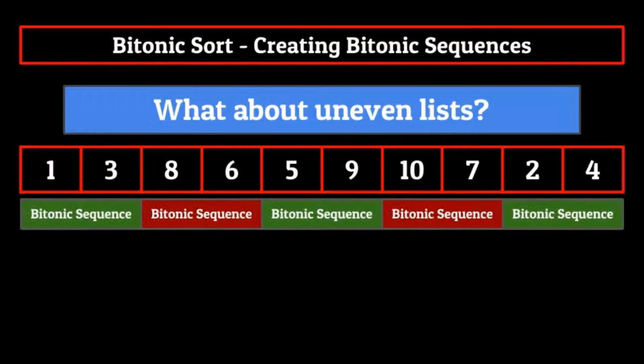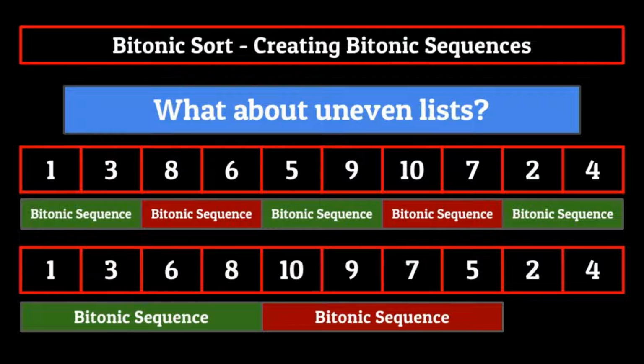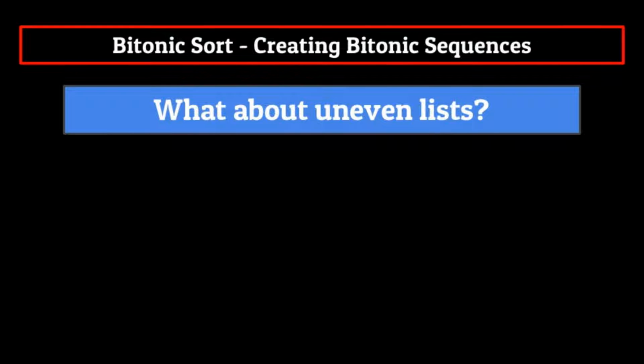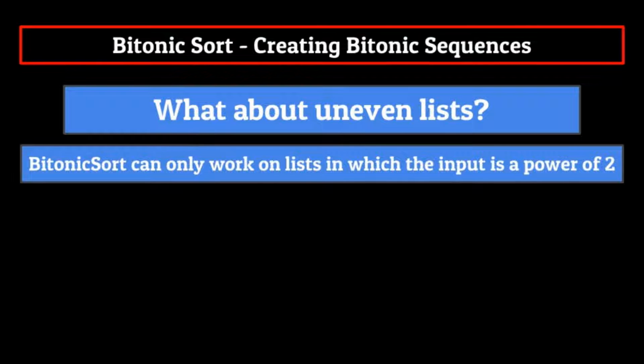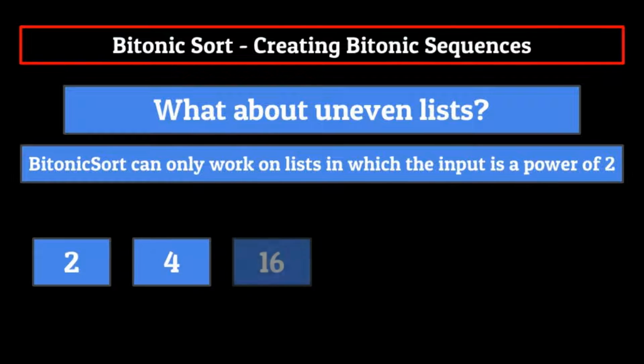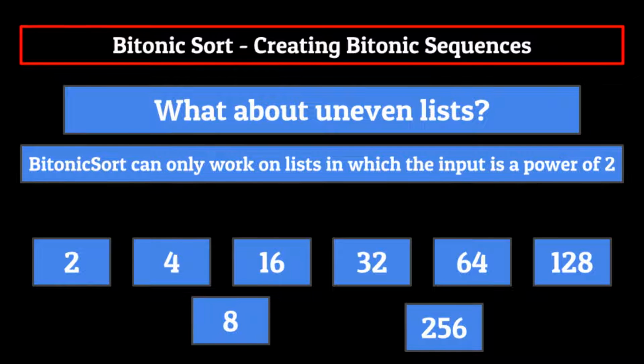We can make the first set of required Bitonic sequences, but then when we combine them together to create sets of 4, we're left with an extra Bitonic sequence that's left out. This problem actually brings up one of the biggest drawbacks to Bitonic sort, which is that it can only work on lists in which the size of the input is a power of 2. Datasets with sizes such as 2, 4, 16, 32, 64, etc. are the only sizes that work with Bitonic sort.